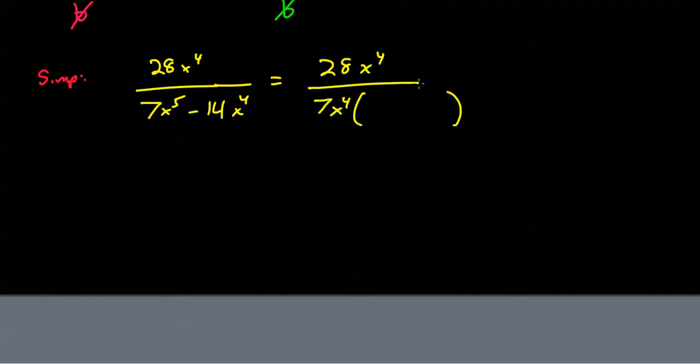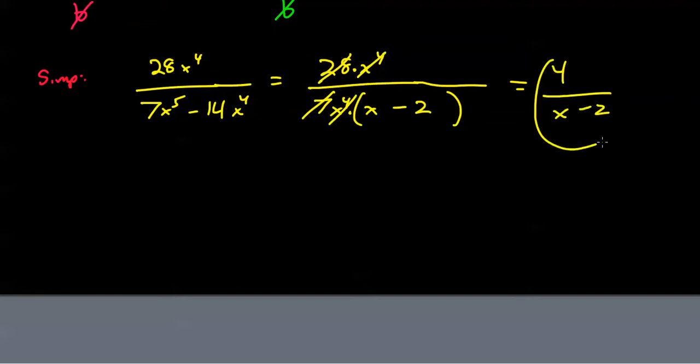If I factor that denominator first, 7x to the fourth leaves me an x minus 2 inside these parentheses. And now these are factors. That x to the fourth power is a common factor, top and bottom. 7 cancels into 28 4 times, leaves a factor of 4 in the numerator. The x to the fourth powers are common factors across a fraction bar now. And the x minus 2 is left in the denominator. So your final answer here is 4 over x minus 2.